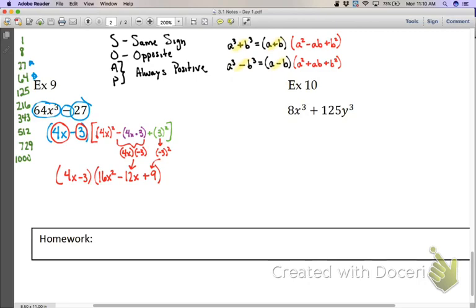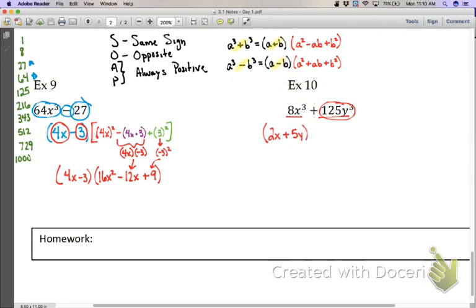So whenever I have 8x to the third, and I have 125y to the third, the number times itself to give me 8x to the third is going to be 2x plus, because it's the same sign, and then 125y is going to be plus 5y.